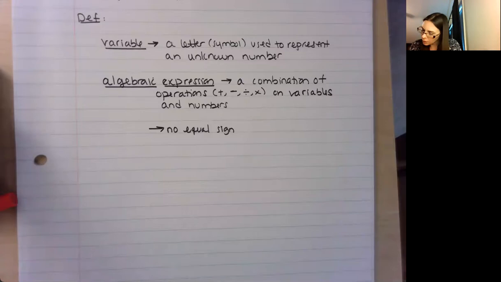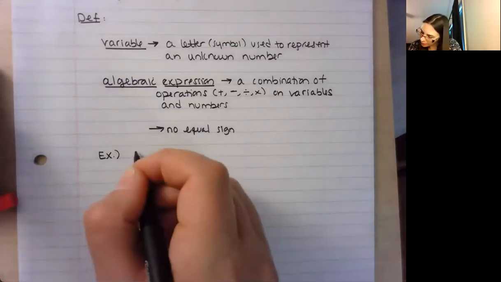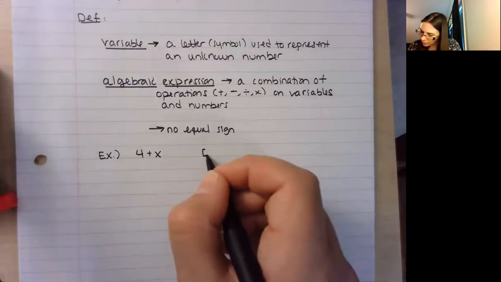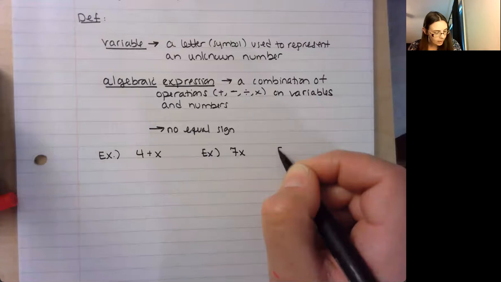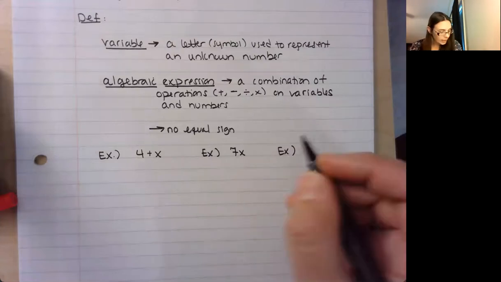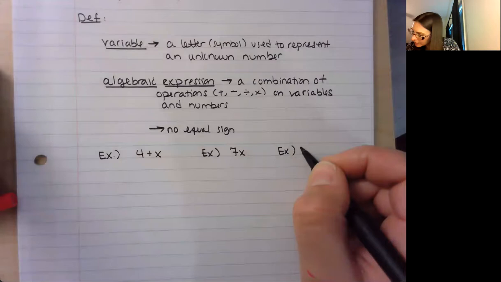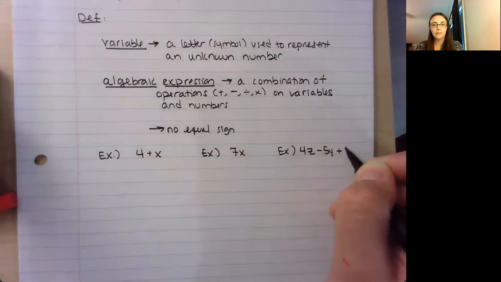Okay. So for example, something like 4 plus x. Another example could be 7x. Another example could be something like, let's see, 4z minus 5y plus 6.